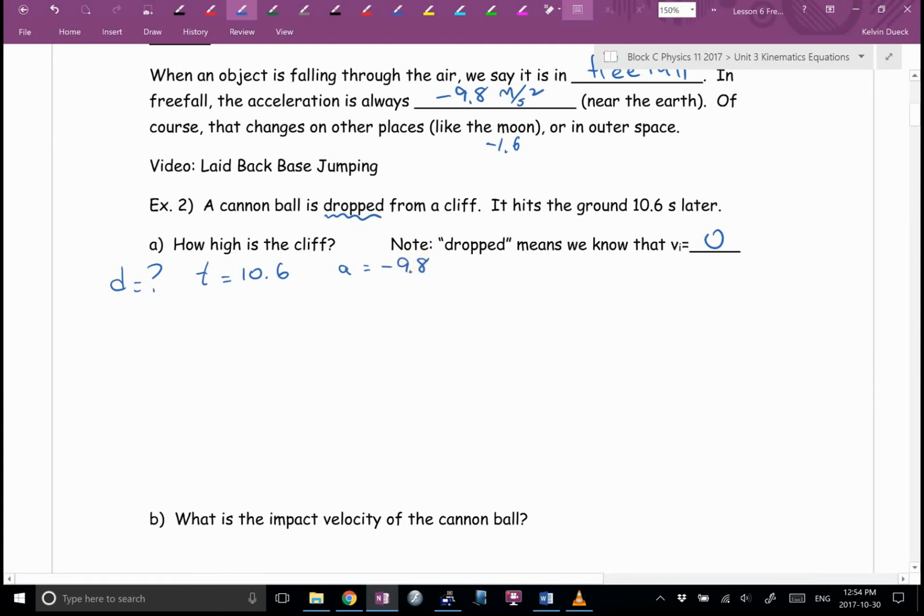What else do we know because dropped? Mr. Dewick, what if we don't drop something? Oh, if you throw something down or throw something up, then vi won't be 0, and I'll make sure I'm very clear about that in the question. But what do we know because of dropped? vi is? So I'm looking for an equation that has a vi, an a, a t, and a d. There is one. Which one, David, my friend?